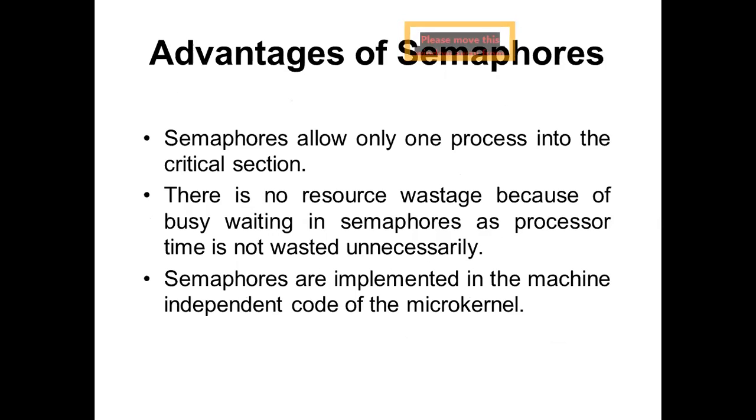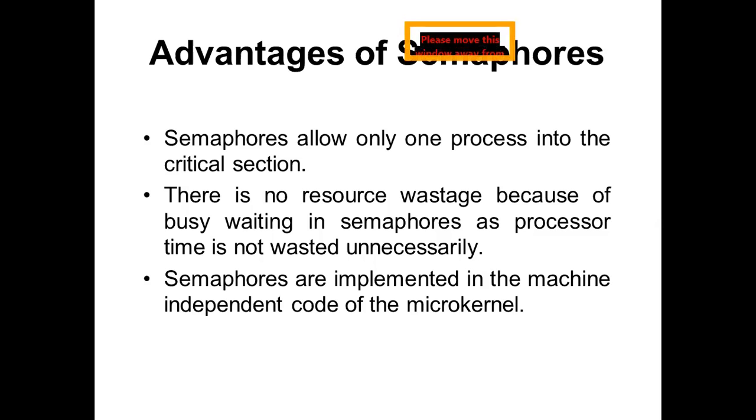Now, what are the different advantages of semaphores? Semaphores allow only one process into the critical section. If there are several processes inside the critical section, only one process can execute at one time, so the semaphores allow only one process into the critical section. This is one of the advantages of semaphores.